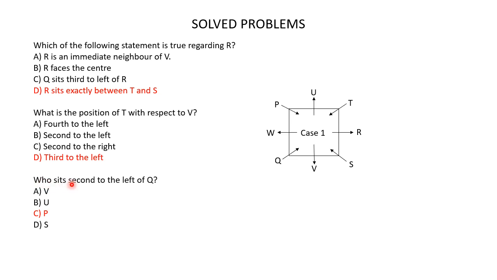Who sits second to the left of Q? You are given four options and you have to find out which of these options is the correct one. So you are asked to find out who sits second to the left of Q. Second to the left of Q is this position and P sits second to the left of Q. So the correct answer is option C, P.